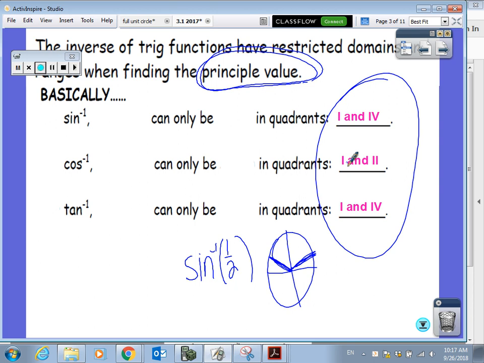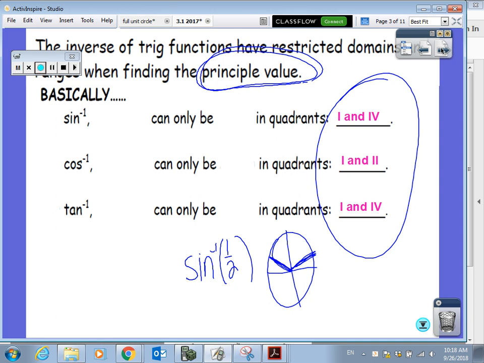One of these is positive, one is negative. The sign is positive in quadrant 1 for sine, opposite over hypotenuse. Opposite over hypotenuse is negative in quadrant 4. X and y, y is negative. Inverse cosine is positive, adjacent over hypotenuse, in quadrant 1. Adjacent over hypotenuse is negative in quadrant 2. And then tangent is positive in 1 and negative in 4. Signs are the same. Signs are opposite. So again, those are the restrictions that we use in order to make these a function and to find the principal value. As for principal value, you have to use restrictions.